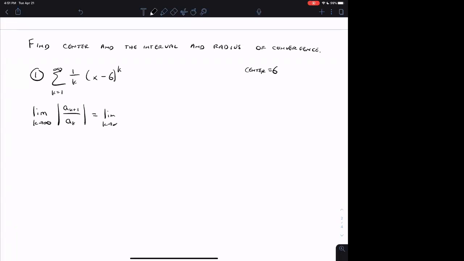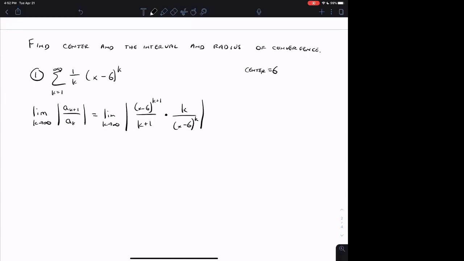So we're going to do the limit as k goes to infinity of (x minus 6) to the k plus 1 over k plus 1 times k over (x minus 6) to the k. Any questions on how to come up with that? Just so you know, I'm only on my iPad today, so I can't see any typed comments. If you have a question, just unmute yourself real quick.